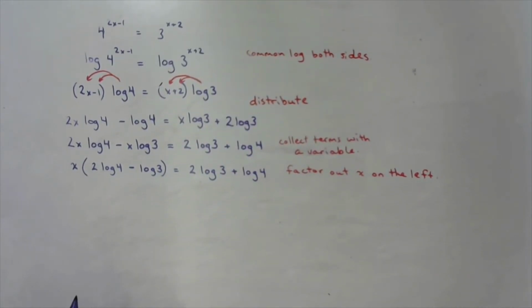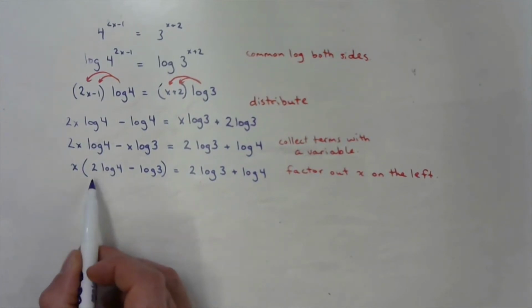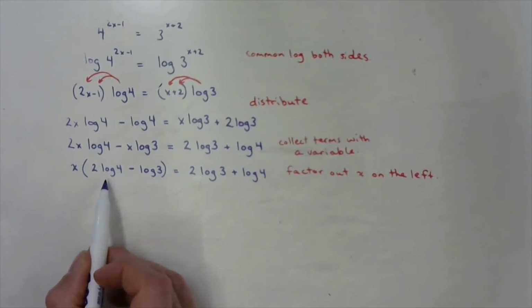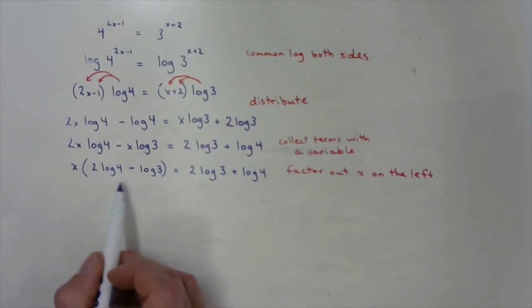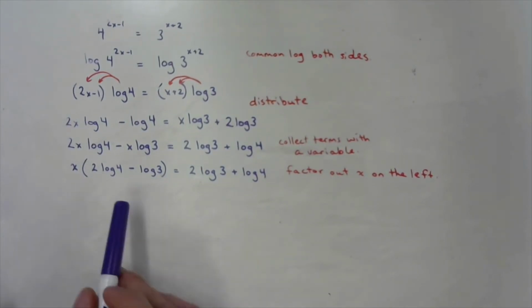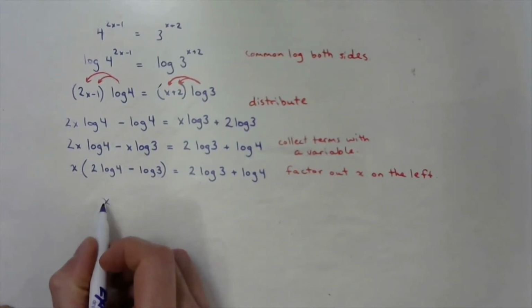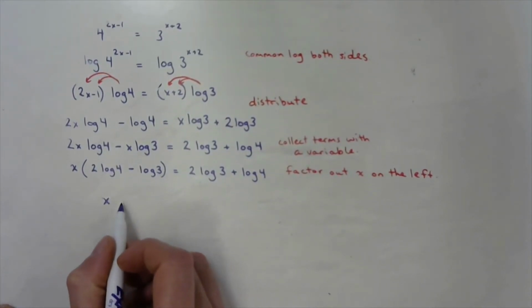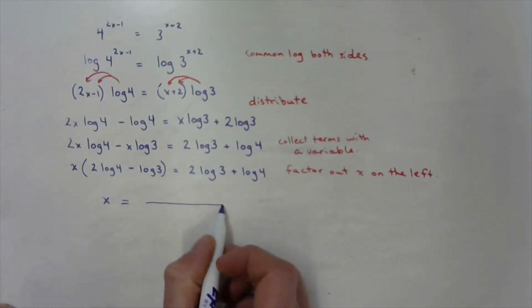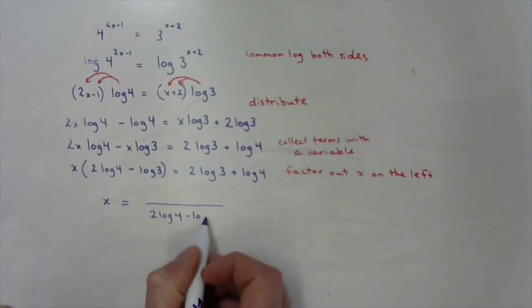Now, it still looks really awkward, but look what we've done. X is by itself. And everything in this bracket is actually just numbers. There's nothing missing here. These are just numerical values. So now what we can do is solve by dividing both sides by that binomial there. So I divide both sides by 2 log 4 minus the log of 3.